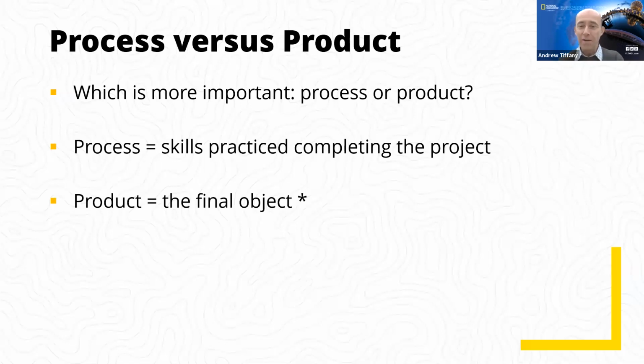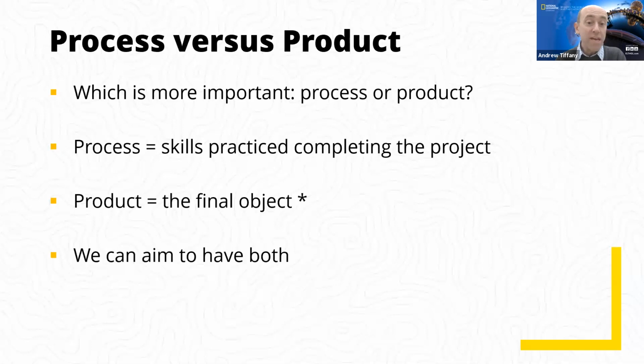Okay, I'm of the opinion that while process is really, really important, we can aim to have both. We can aim to have a good looking product or a fine product at the end, as well as teaching kids valuable skills along the way. So I'm of the view, yes, process is really important. We're never forgetting process, but let's try and have a good product as well. Because especially for younger learners, that's what the parents often see, right? And if it looks good, then they usually feel a bit better.